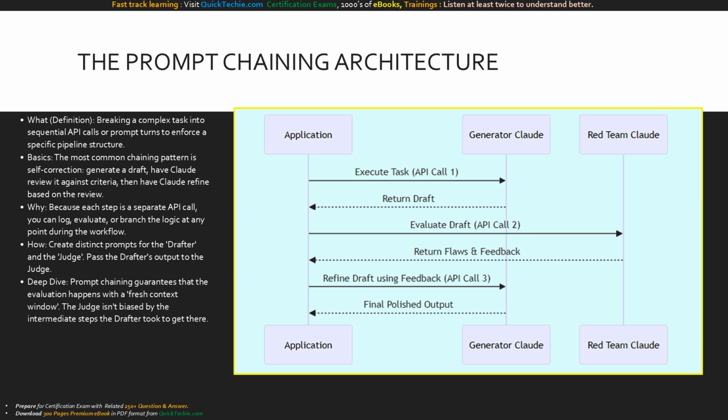We create distinct prompts for a drafter and a judge. Our deep dive reveals that using separate API calls gives the judge a completely fresh context window, meaning it won't be biased by the messy thought process the drafter used to generate the text.